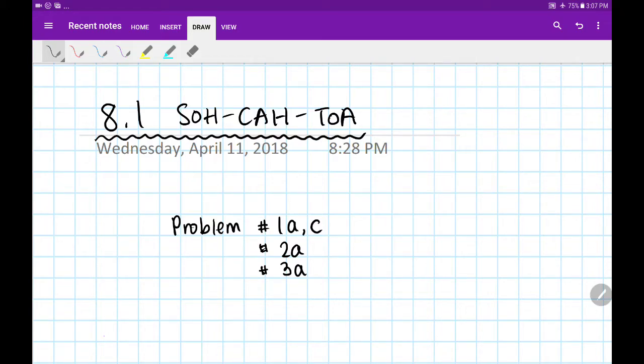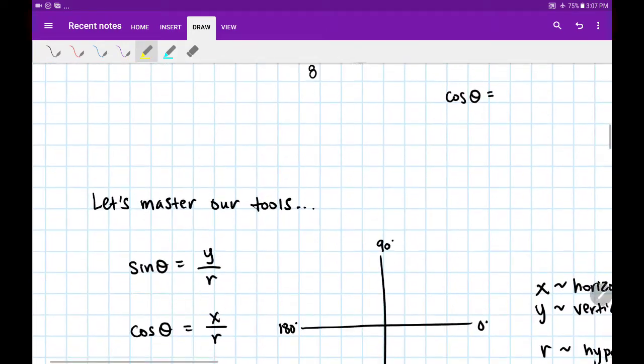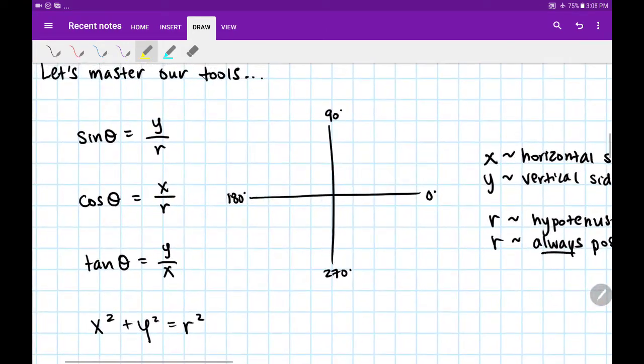Welcome to homework help for lesson 8.1 on SOH-CAH-TOA. The problems that we'll be doing from the homework are from numbers 1, 2, and 3. So we're going to start with some quick notes and then we'll jump right in.